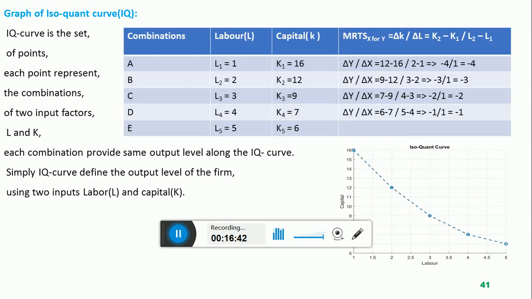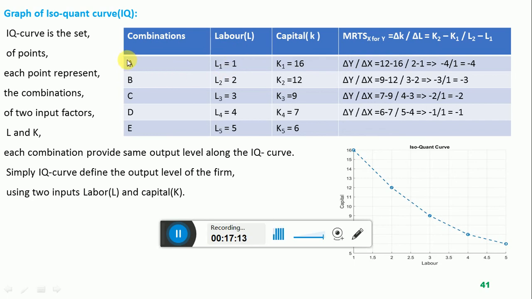Let me take you back to the table. This is the first combination where labor is 1 and machine is 16. Now one labor cannot manage 16 machines. That is why the marginal productivity of the capital is very small, and marginal productivity of the labor is very large. It means this is good for the company to increase labor and decrease machines to increase the output of the company.